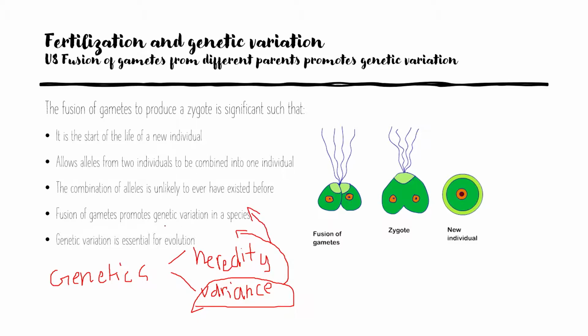Right? Because the fusion of gametes promotes genetic variations in a species. It also links to this point right here, because the combination of alleles are unlikely to ever have existed before. So this is going to differentiate individuals in the same species.